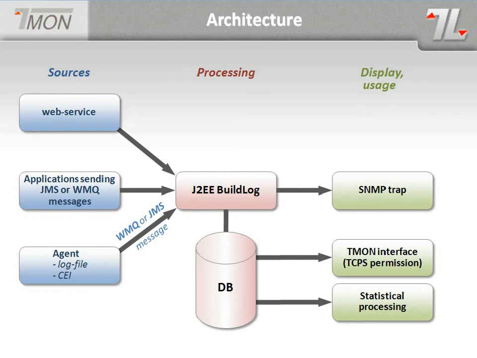So what would be our current architecture? This is a part of the build log that can receive the logging requests coming from the source systems. In a very simplified way, this is actually prepared to receive WMQ, JMS messages.